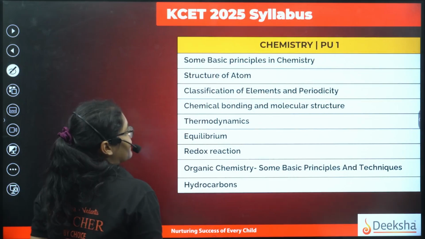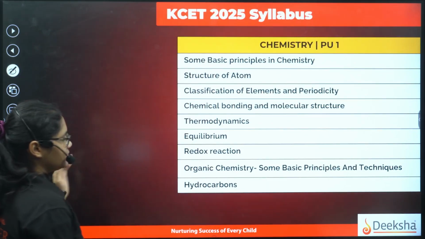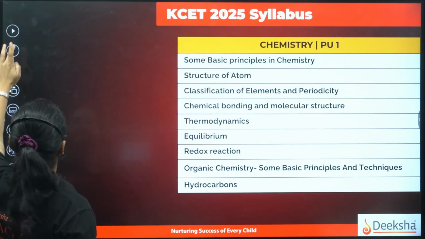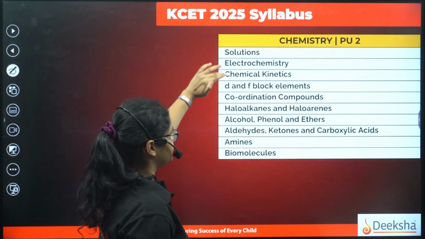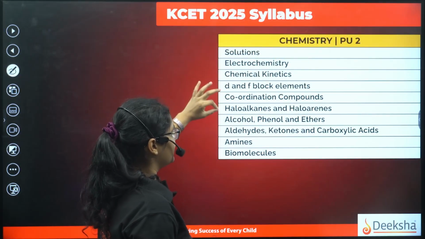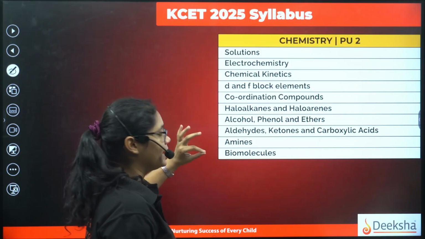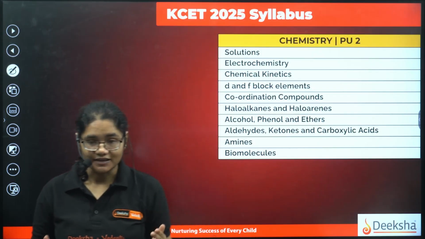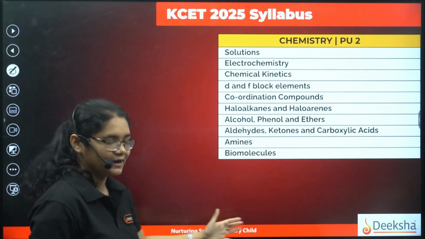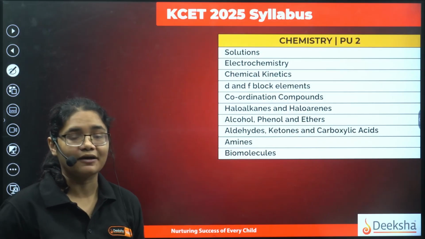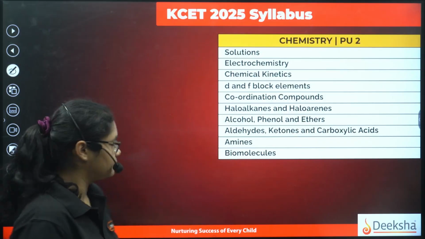Okay, next, chemistry, PU1 syllabus, you can see 9 chapters are there, and PU2 syllabus: solutions, electrochemistry, kinetics, d and f block, coordination, haloalkanes, alcohols, aldehydes, amines and biomolecules. Okay, so these chapters will be covered in your syllabus of PU2, so don't worry, just prepare them thoroughly, because you know PU2 has a 50% weightage, right?